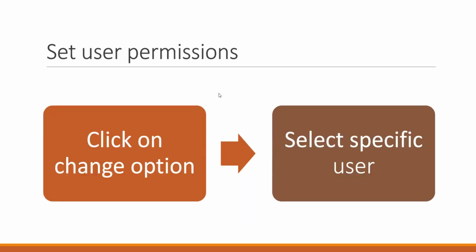So now we will learn how to set permission for the users. So once again keep one thing in mind, user must be created before permission can be granted. So now we will see with an example how to create the user permission. So here I write 2 steps. You have to simply click on the change option and select the specific user.